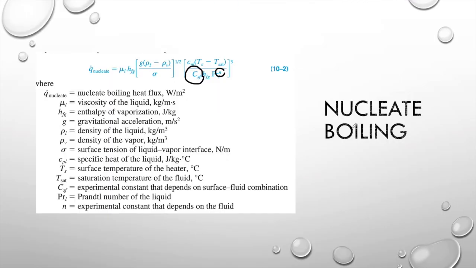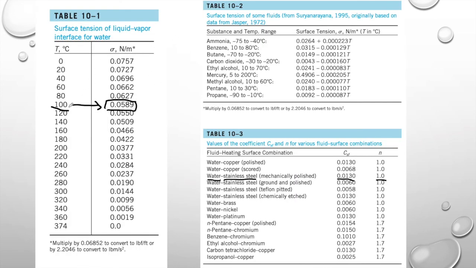In this question, for the surface tension, you refer at T saturation. Not all saturation temperatures are 100 degrees Celsius. You already learned about saturation temperature in thermodynamics. For water at 1 atm, the T saturation is 100 degrees Celsius. That's why this question refers to 100 degrees Celsius for the surface tension.